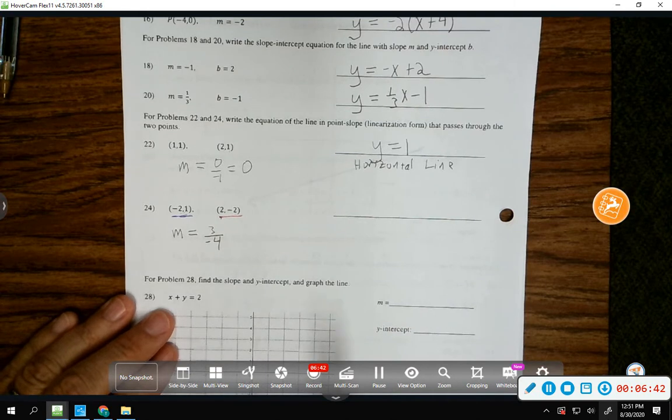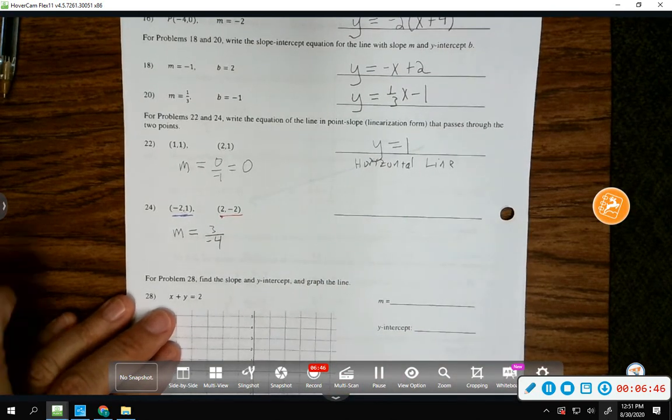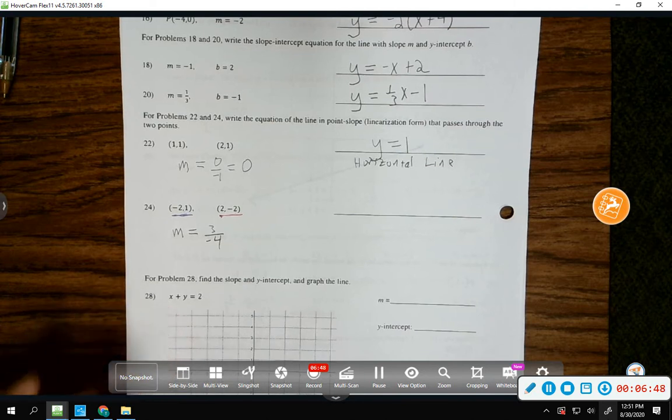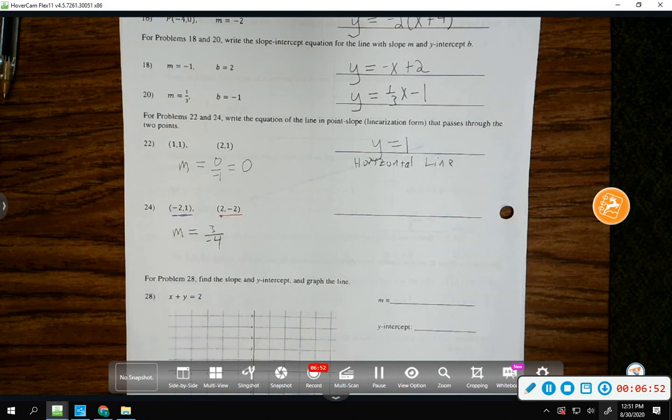It does ask for it in point-slope, or linearization form, so you do not have to convert these to slope-intercept form. And I really expect that to not be problematic, right? You just have to distribute the slope and add the 2 constant terms together.